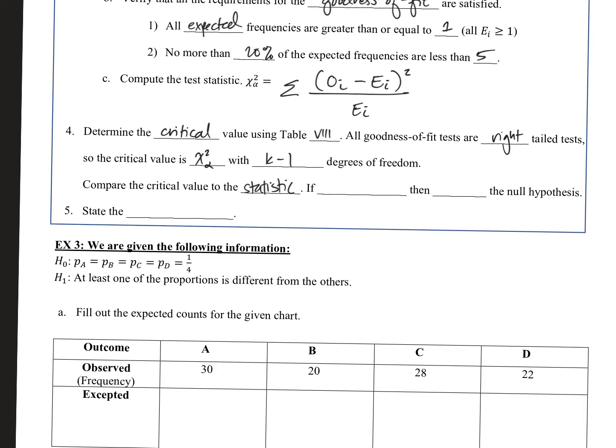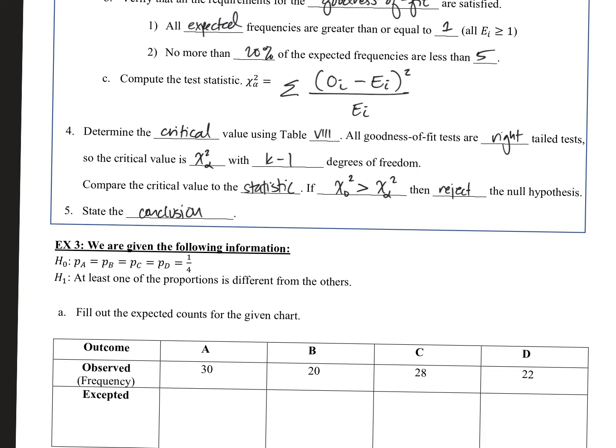If we find out that the test statistic is greater than the critical value, then we're going to reject the null hypothesis. Lastly, we'll go ahead and state the conclusion.